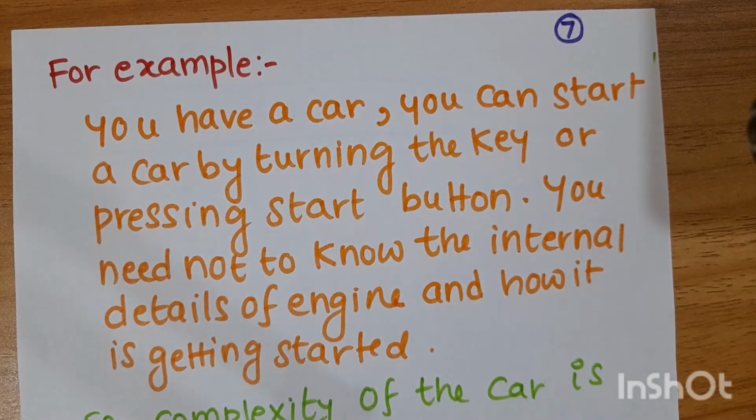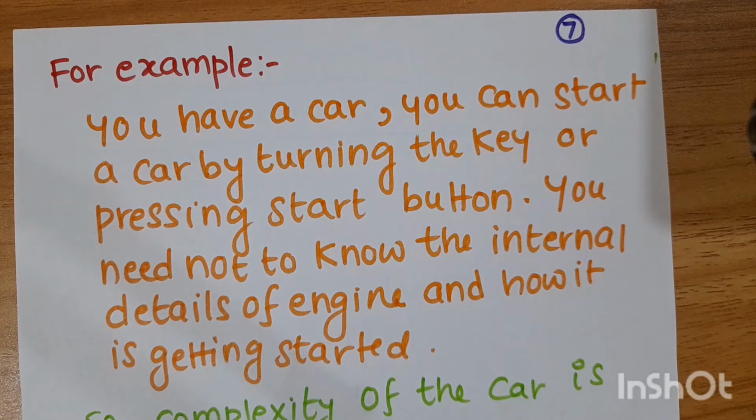For example, you have a car. You can start the car by turning the key or pressing the start button. For that purpose, you need not know the internal details of the car, like how the engine starts when we press the key or the start button. All these things we need not know. The complexity of the car is not required to be known. Only what is required to be known is how to start the car, whether you need to press the key or press the start button.